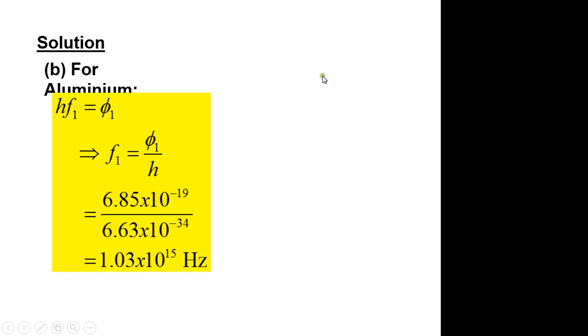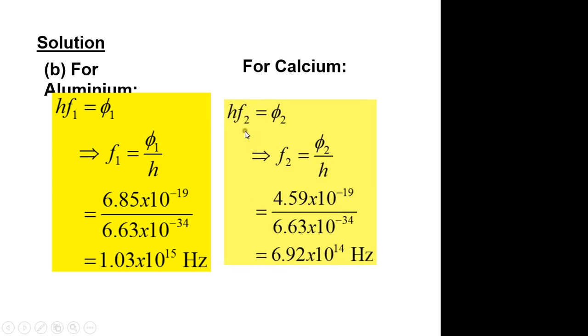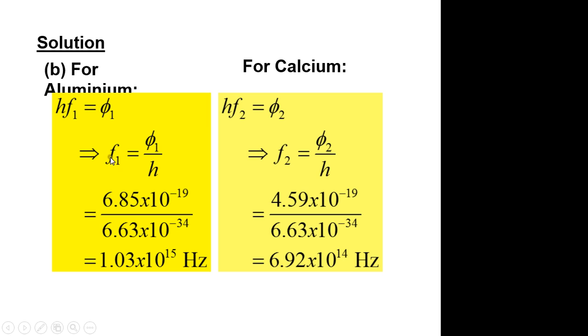So part B, using the work function equation, work function is hf naught. But in this case, I want to differentiate the f naught for aluminium from the f naught for calcium. You must know what we are solving for. So this f is the minimum threshold frequency for aluminium. This f is the minimum threshold frequency for calcium. Just sub and you get these answers.